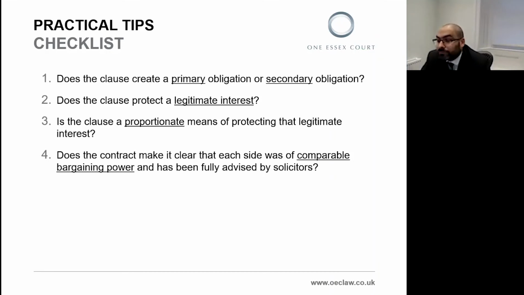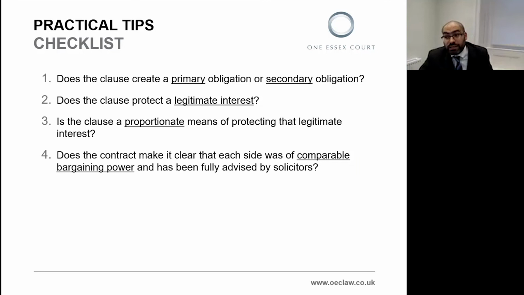Failing all else, it never hurts to state in the clause that it is a primary obligation. That will not be determinative in a court, but in the context of commercial contracts, it's likely to carry at least some weight. We turn then to the second question.